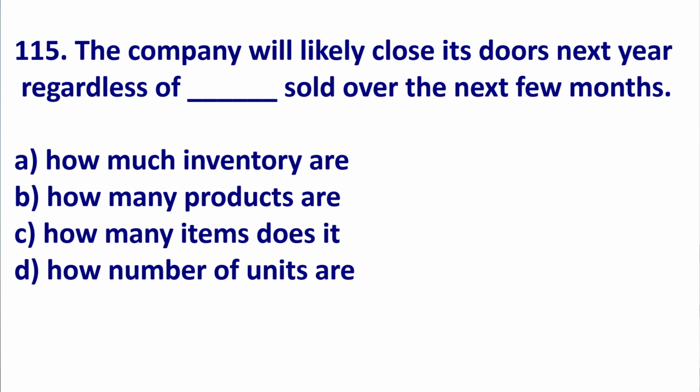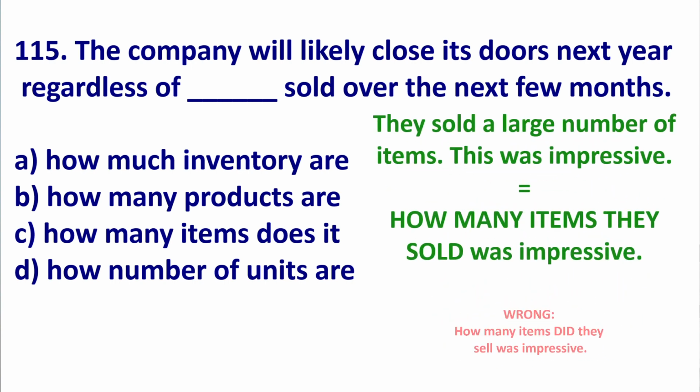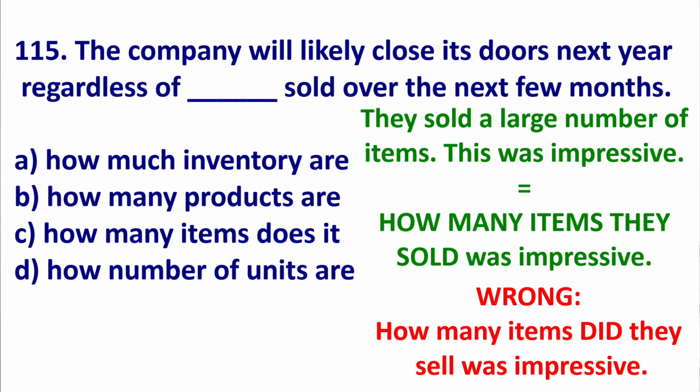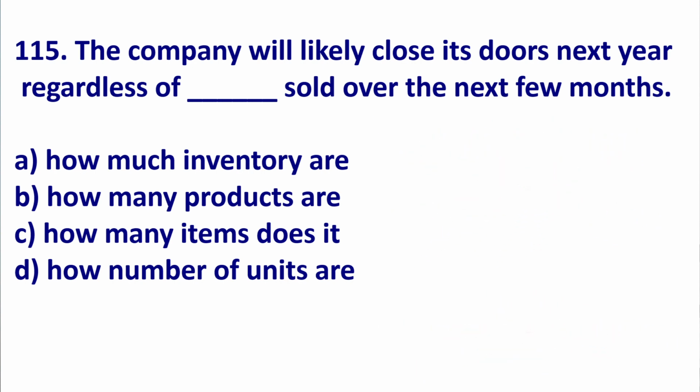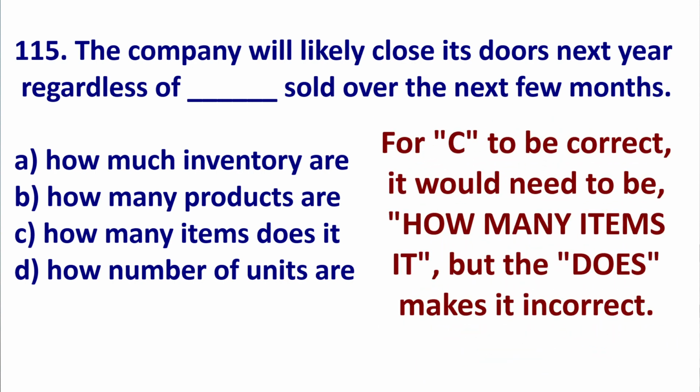One last example, they sold a large number of items. This was impressive. Noun clause: how many items they sold was impressive. Notice in this question, it says, how many items did they sell was impressive. This is not a noun clause. This is a question form. Remember, how many items they sold was impressive.